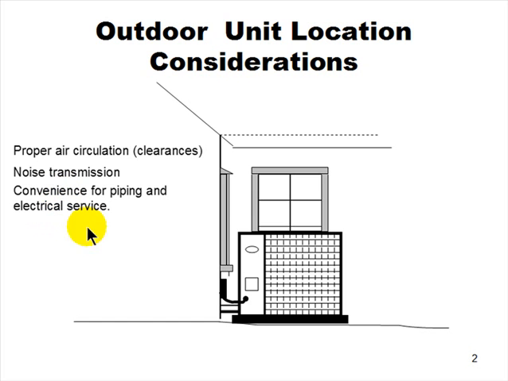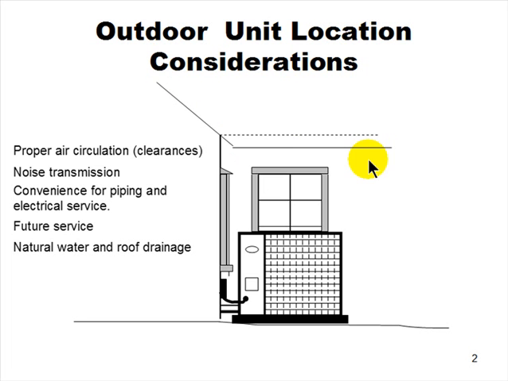Convenience to piping and electrical service. Yeah, of course that's important, but that shouldn't be the first thing you think about. Future service. Serviceman has got to get in there. Natural water and roof drainage. Don't put it under a roof overhang.